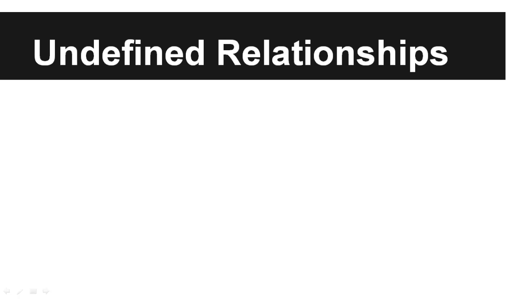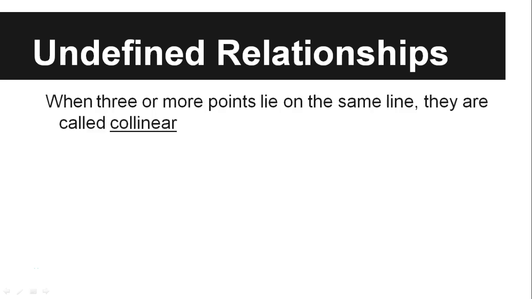Within these three undefined terms, we have two relationships that come from them. The first one is collinear points. So when I have a line drawn in with my arrow points, and I have three or more points on it, like points A, G, J, those would be considered collinear points. They share the same line.